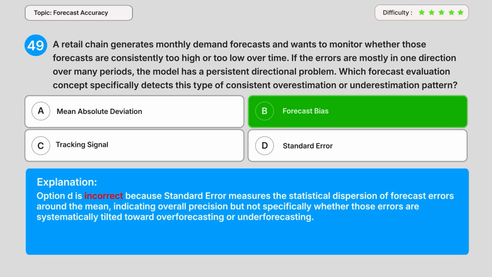Option D is incorrect because standard error measures the statistical dispersion of forecast errors around the mean, indicating overall precision, but not specifically whether those errors are systematically tilted toward over-forecasting or under-forecasting.